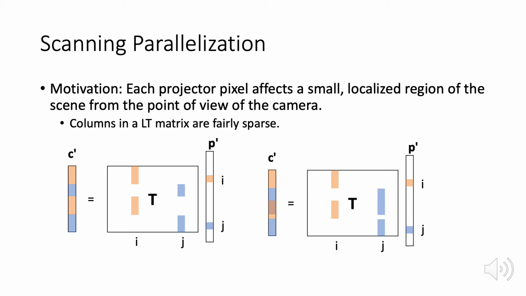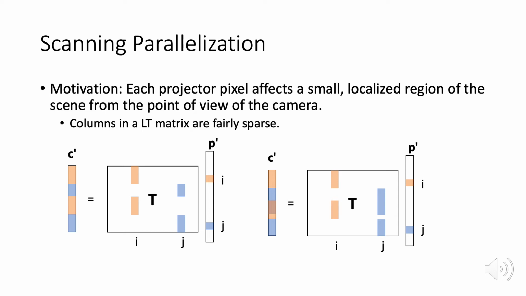Here are two examples. First, the left one tells that suppose the ith column of the T matrix has only a small part of non-zero values. Sorry for the inconvenience here because I don't think my screen recorder can record my laser pointer. But my point here is that only the orange area in the ith column contains non-zero values. And if we light up the ith entry of the P prime, you will get corresponding orange responses in C prime.